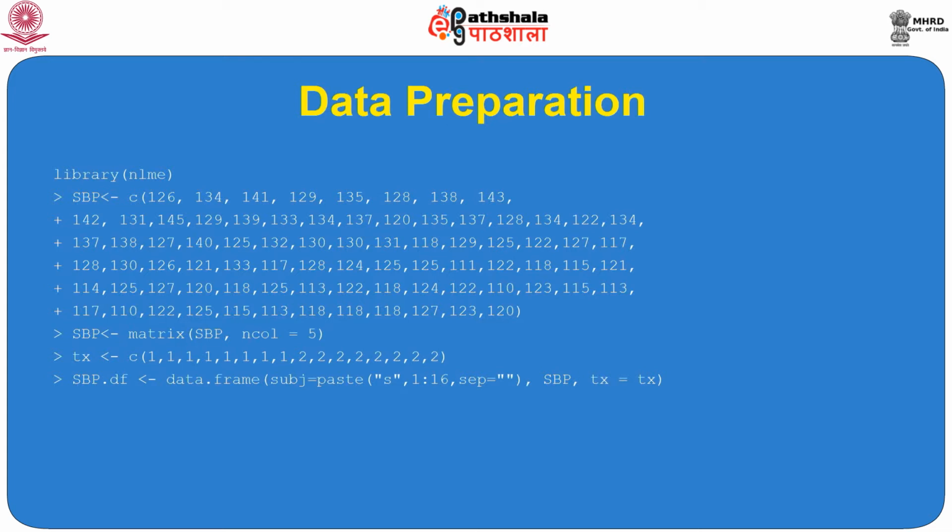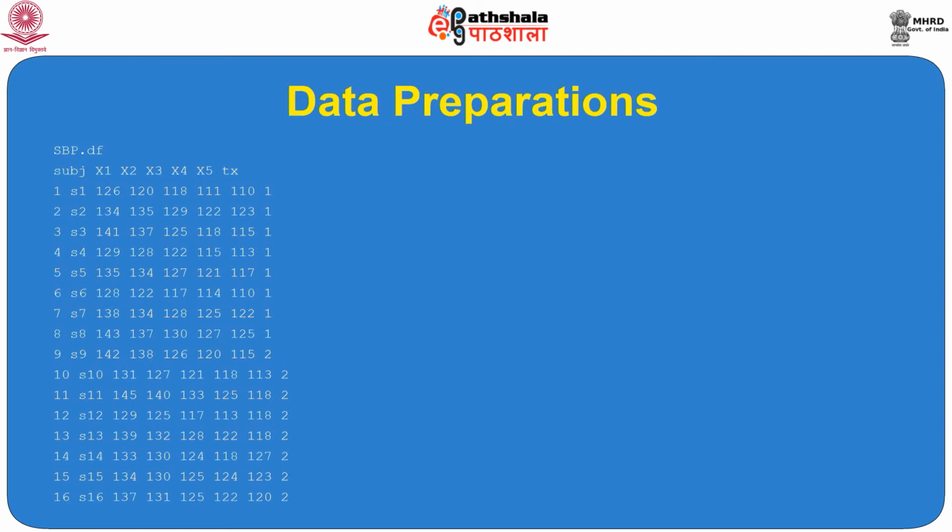This is the SBP.df that we are calling, and we get the first column as subject, and subject is assigned as S1, S2, S3 up to S16. The second column is X1, showing the 126, 134, 141 like systolic blood pressure measurements for subject 1 to subject 16. The third column X2 shows the same individuals' repeated systolic blood pressures. X3 shows the third visit systolic blood pressure, X4 shows the fourth visit SBP measurement, and X5 gives the fifth visit SBP measurement.